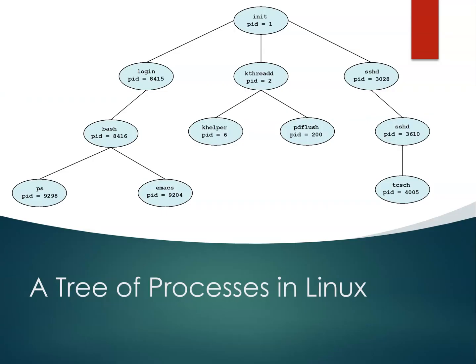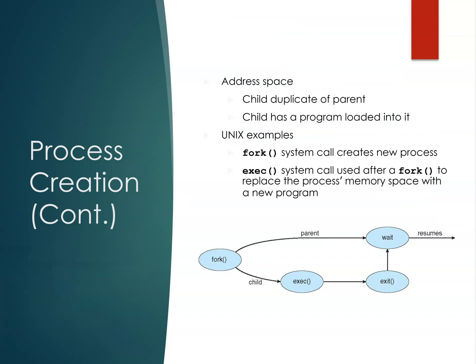Here is an example of a process tree in Linux. Init launches login, kthread, sshd, and so forth. So here's another example. In the address space, the child will create a duplicate of the parent's address space, and the child has a program loaded into it. For example, in Unix, you use fork. It creates a new process, which is literally a duplicate of the old one, including its variables. Can lead to some fun stuff. Exec is used after a fork to replace the memory with a new program. So basically, we start at fork, the parent calls wait, and while that's waiting, we load in the new program, execute it, and exit, which then the parent can stop waiting and its flow can resume.